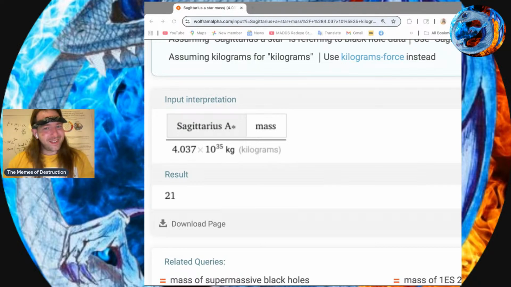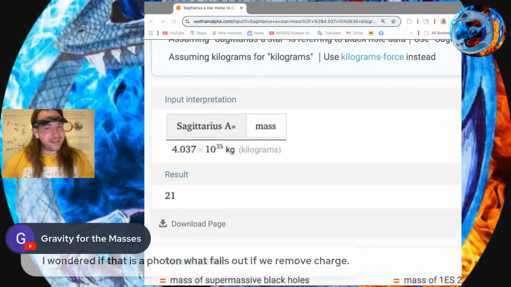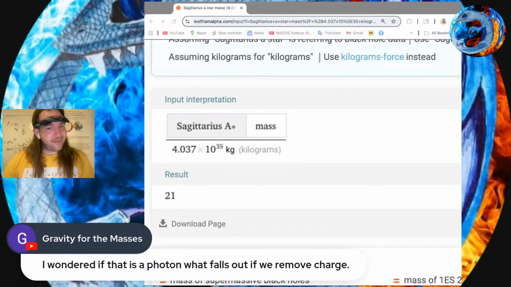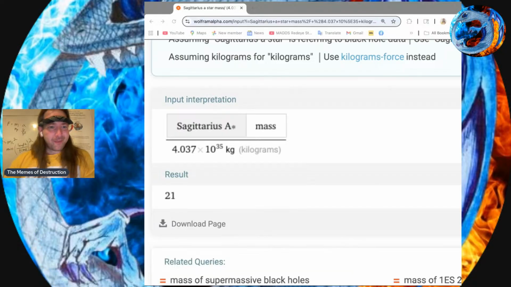I wonder if there's a photon that falls out if we remove charge. We consider a photon an oscillation in the electromagnetic field, so to be fair, it's if it's within some frequency of something. We were talking earlier about the Planck frequency, and there is some work out there that you don't really see many people talking about. And however you want to parameterize it, I personally don't think there's necessarily one correct way.